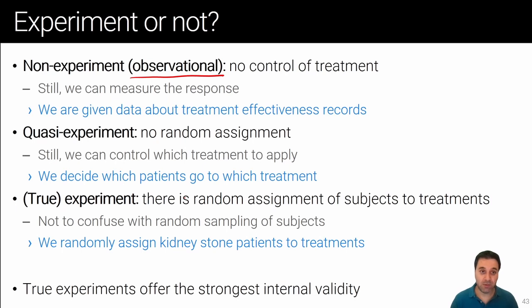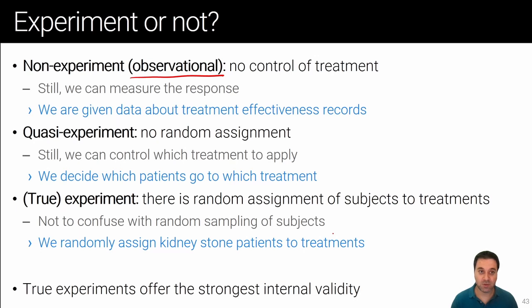And finally, we could have a true experiment in the technical sense. A true experiment is one in which this assignment of subjects to treatments is actually random. And by the way, not to confuse with random sampling of subjects, is once we have a subject or an entity upon which we can apply the treatment, the experimental unit, that assignment of treatment is random. So for instance, we get patients and we randomly assign the patients to treatments without looking into their characteristics, such as, again, age, sex, previous conditions, etc.